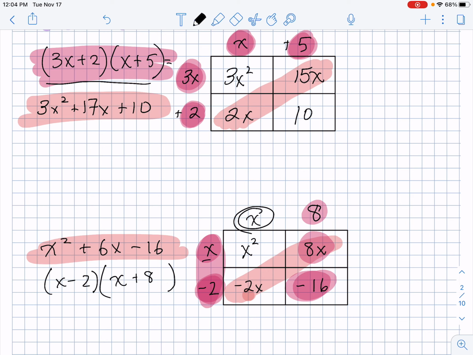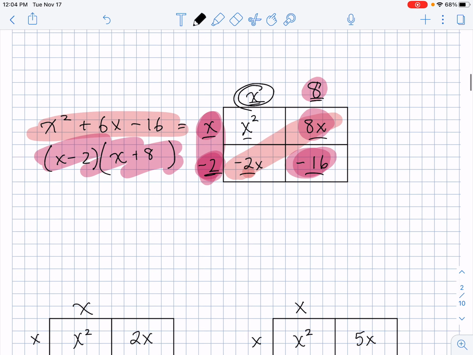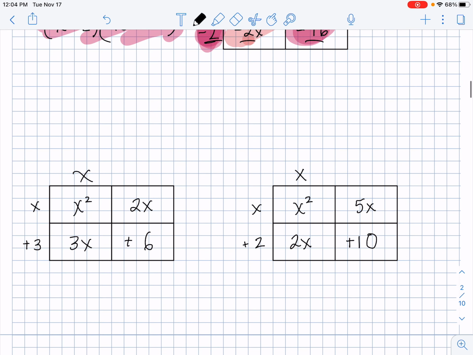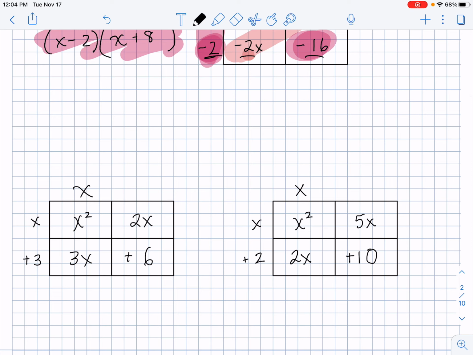And again, you can check x times x squared, x times 8, 8x. Negative 2 times x, negative 2x, negative 2 times 8, negative 16. Okay. So even just going through a second time, it works. And these things are equivalent. They're equal. And that's what we're going to work on today, just filling in these ideas. So first, let's tackle our first box.